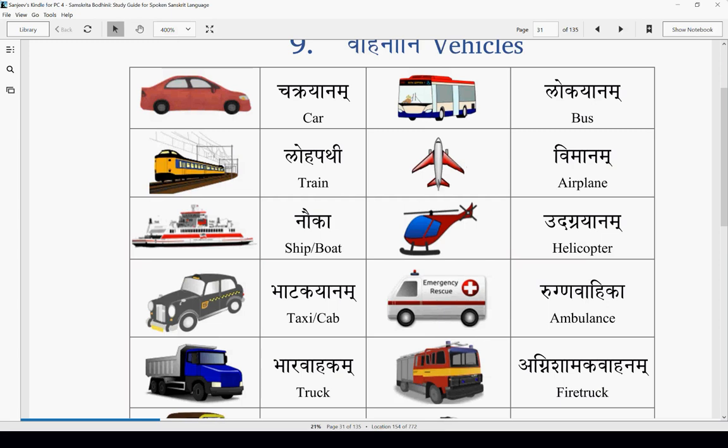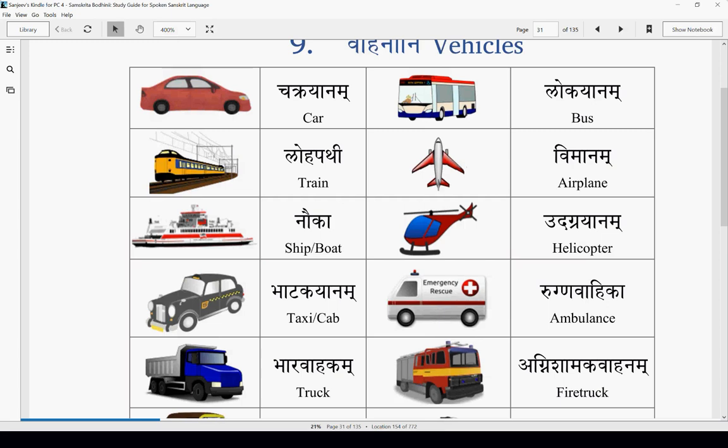Anyone want to read this? Radhika? Did you ask me? I'm sorry, did you say my name? Can you read this page? Chatrayanam. That second letter, I'm not sure. Chakra. Chakra. Yeah.